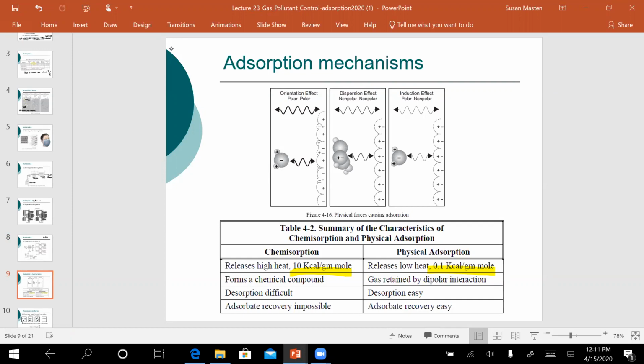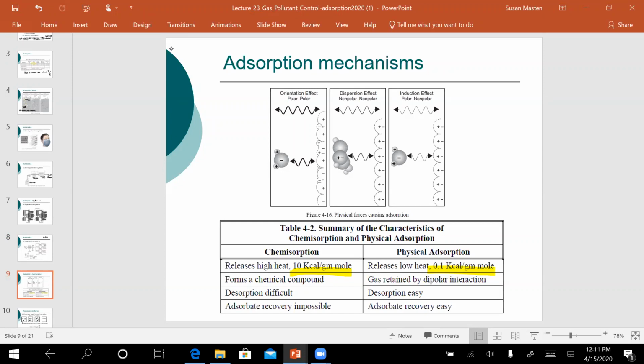Your chemisorption occurs typically with covalent or hydrogen bonding. These are much stronger bonds. Because they're much stronger bonds, they're much more difficult to desorb those chemicals. Which also means that recovering that sorbate material is actually very, very difficult, if not impossible.